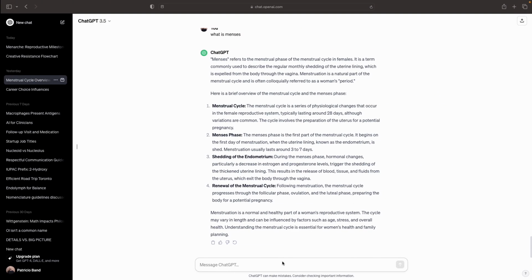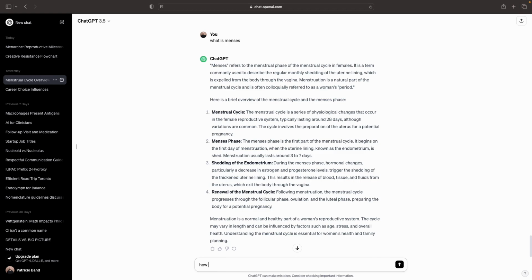So let's ask a question. What is the ploidy of the chromosomes during the cell growth cycle and mitosis?